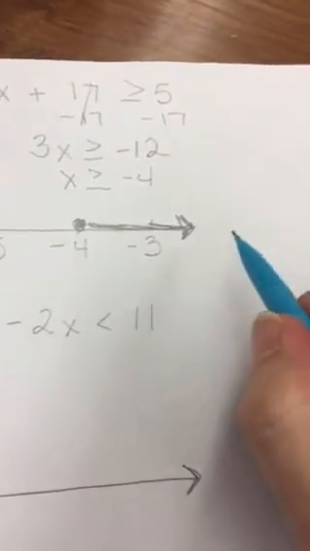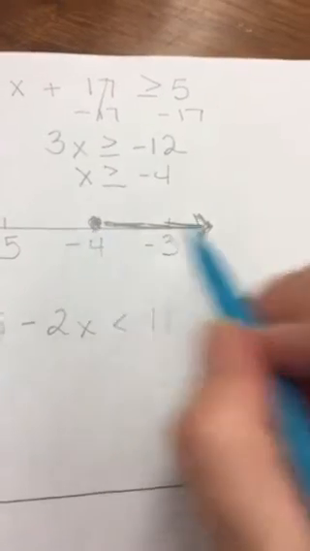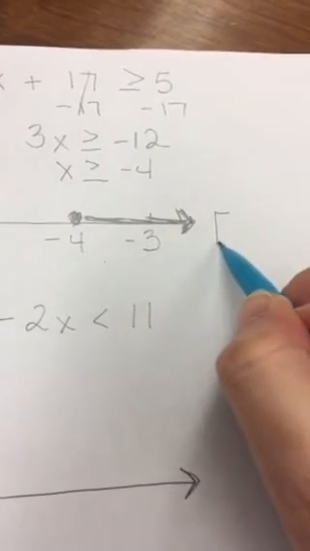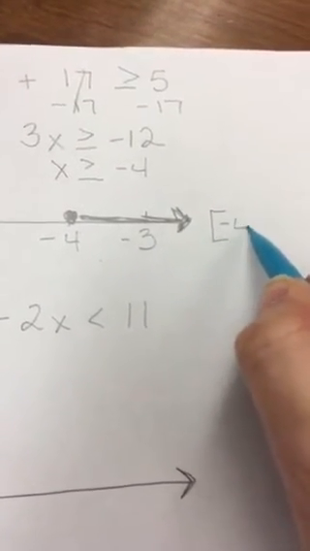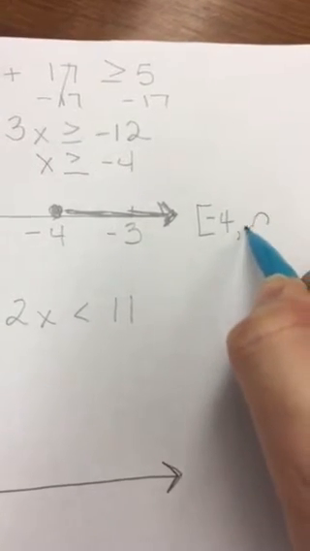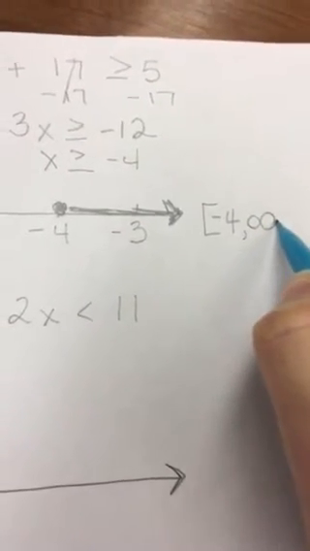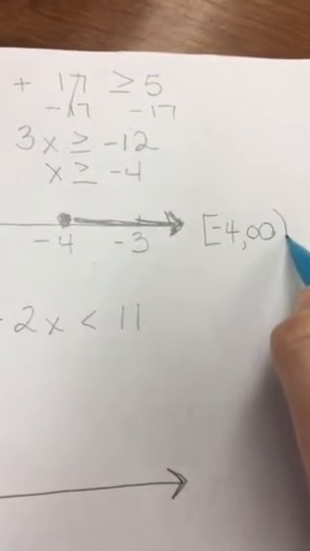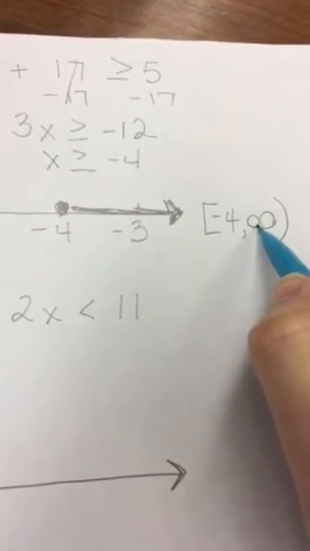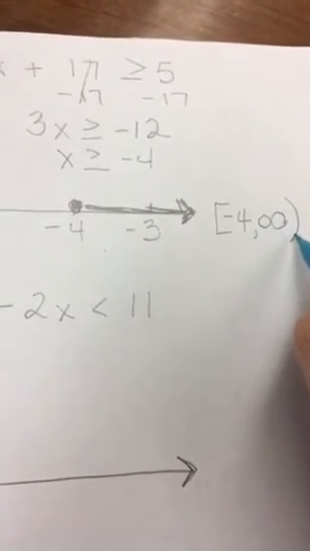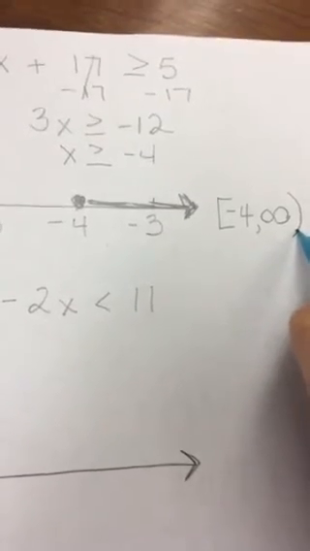And now my interval notation, the closed circle is an included value, so I use a bracket. So that says including negative 4 and continuing forever, which would be represented by positive infinity. And then I would have a parenthesis because infinity doesn't end, so I can't use a bracket to include it, so infinity always gets a parenthesis.